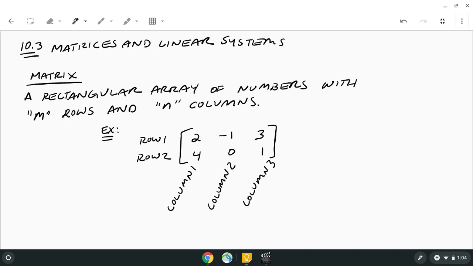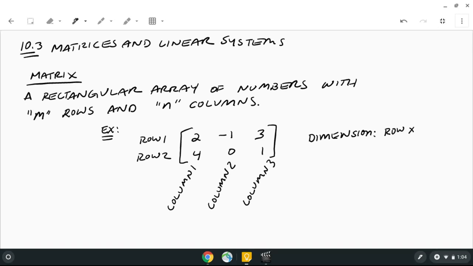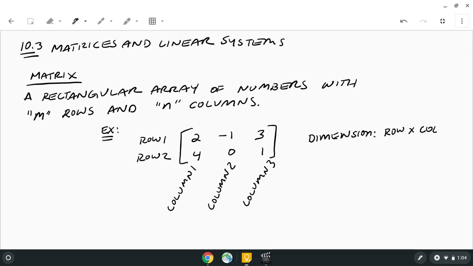And so the dimension, which is expressed by the number of rows by the number of columns, would be here we have 2 rows and 3 columns. Okay, so this matrix here is a 2 by 3 matrix.